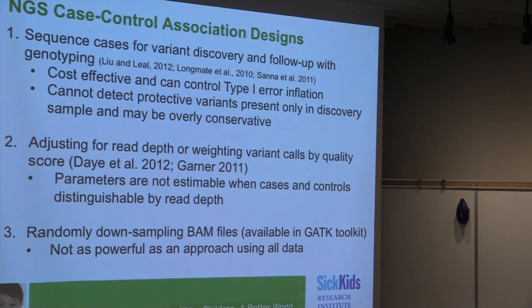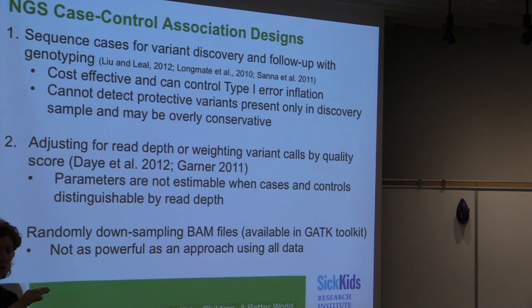Okay, so I gave away what I'm going to talk about today, and that is the development of this RBS statistic. But we're not the first people to have noticed that you're going to get bias from read depth differences. So there have been other methodologies out there that have tried to deal with this issue. One is to just sequence cases for variant discovery and then genotype cases and controls to look for frequency differences. But of course, you're not going to be able to detect protective variants that way.